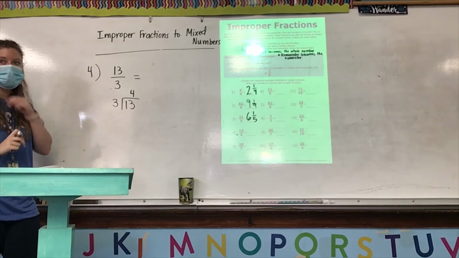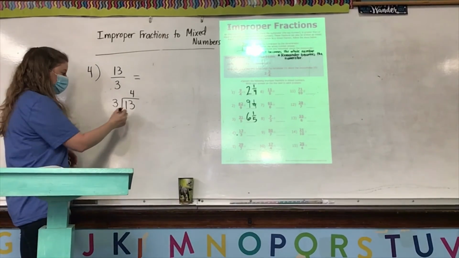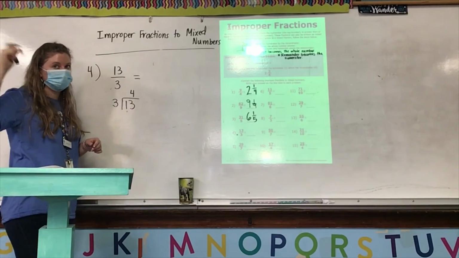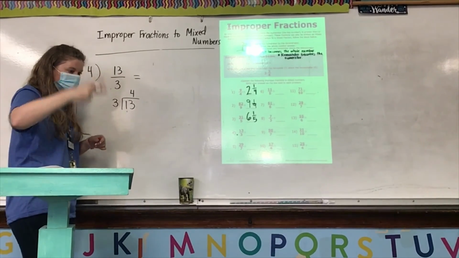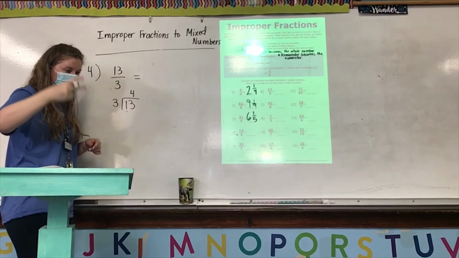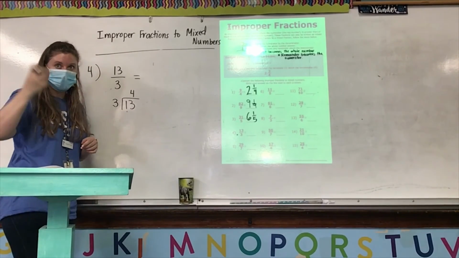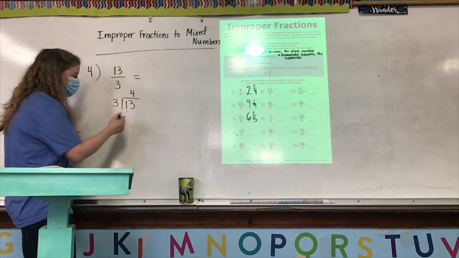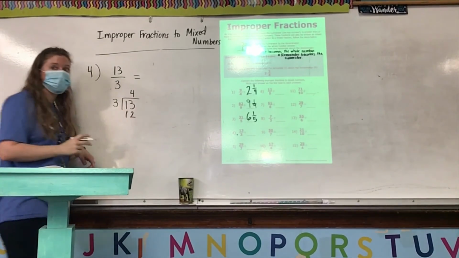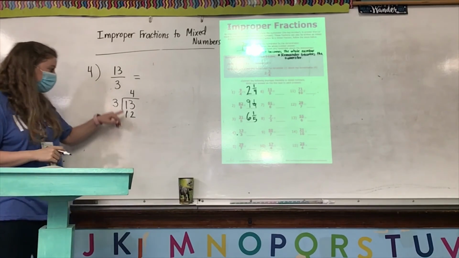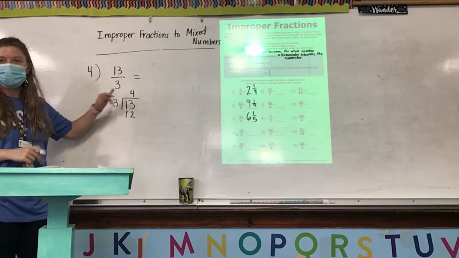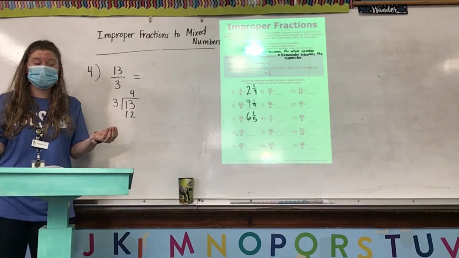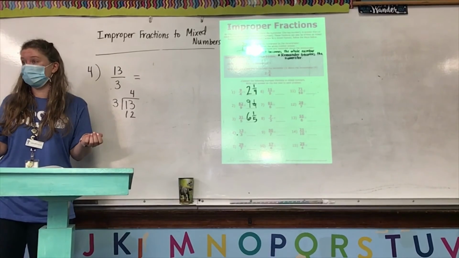4 times 3 is? Gotta know your basic facts. It's going to take a really long time to add 3 plus 3 plus 3 plus 3. 3 plus 3 is 6, plus 3 is 9, plus 3 is 12. But if you know your basic facts, then you know 4 times 3 is, Colin? 12. You do not have time to just add one number however many times the other one says. If you did that on your standardized tests, you probably did not finish.